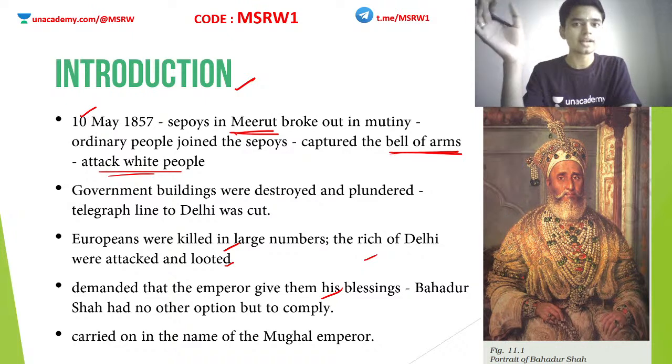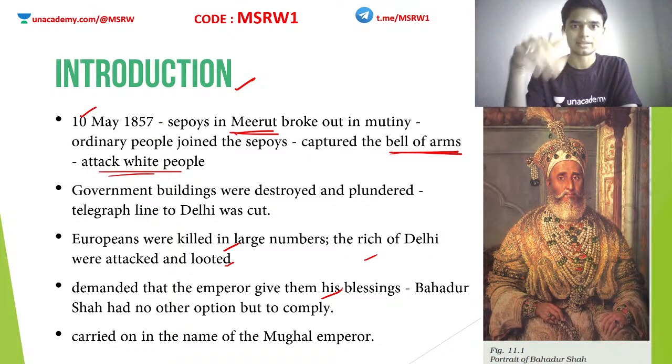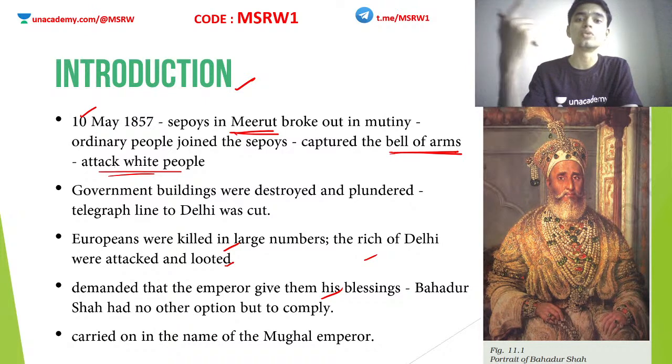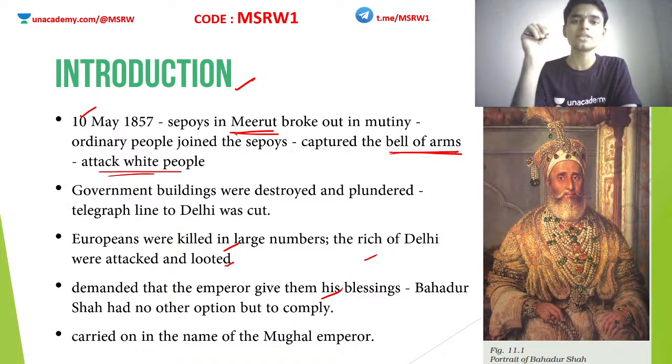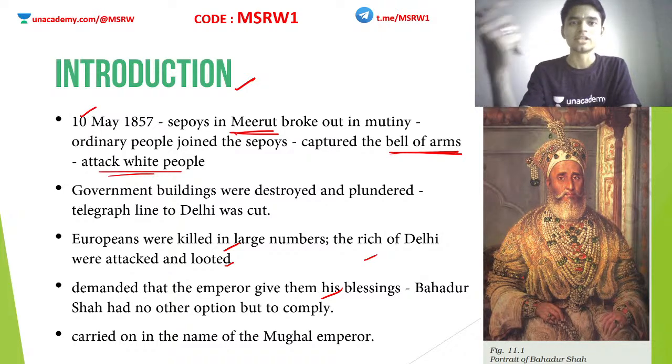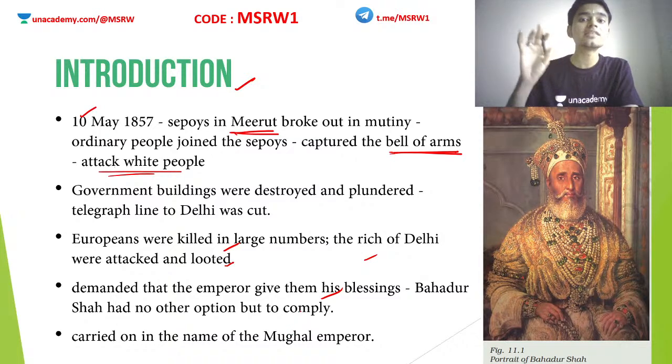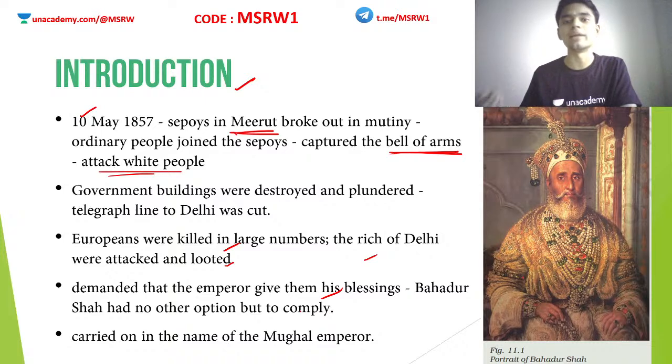Once the revolt started in Meerut, and after capturing the nearby areas, the revolutionaries moved on to Delhi. Once they reached Delhi, they went into the Red Fort, where the last Mughal ruler, Bahadur Shah Zafar II, was stationed, and the mutineers asked Bahadur Shah Zafar to be the nominal head of this revolution. They wanted him as the leader of this revolt. Although reluctant, Bahadur Shah had no choice but to comply. And hence, the 1857 revolt was carried out in the name of the Mughal emperor.